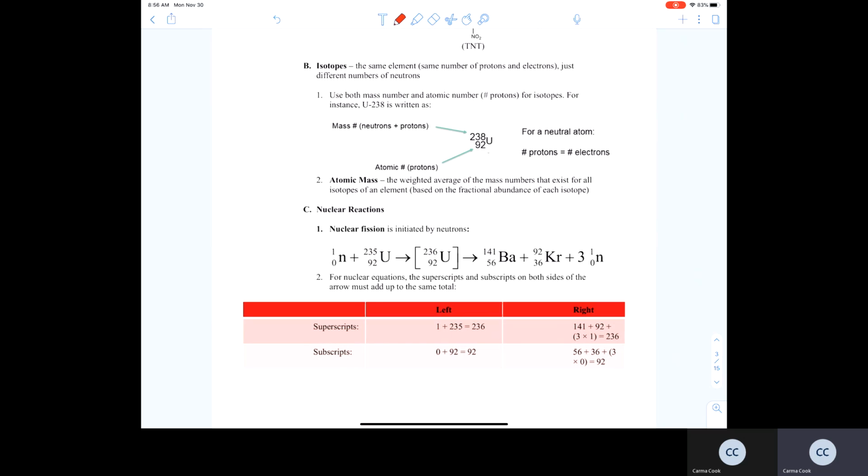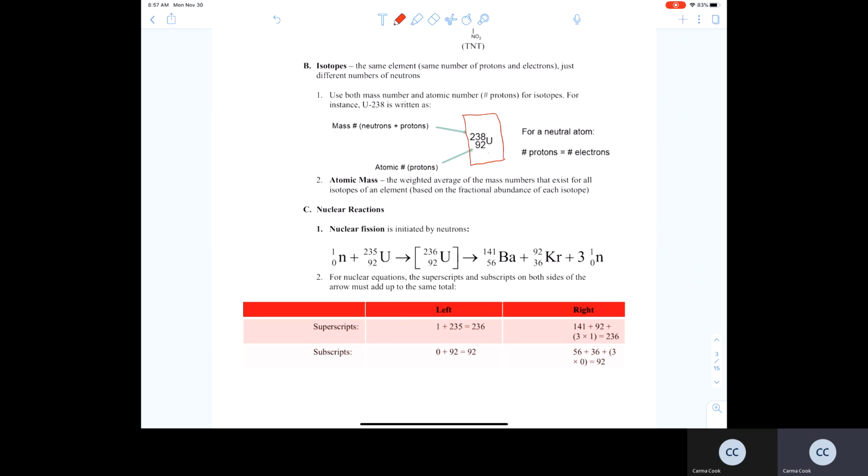And so uranium-238's isotopic symbol is written this way. The symbol of the element, uranium, is capital U. Then the superscript that's written in front of the symbol for the element is the mass number. The subscript that's written in front of the symbol of the element is the atomic number.